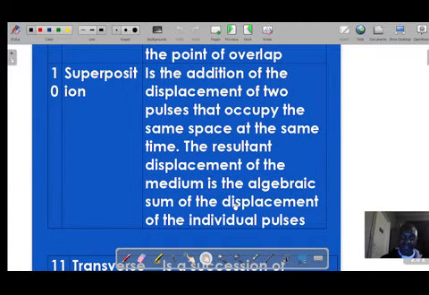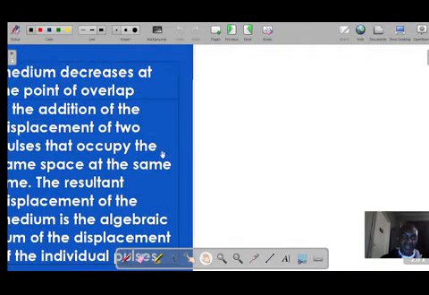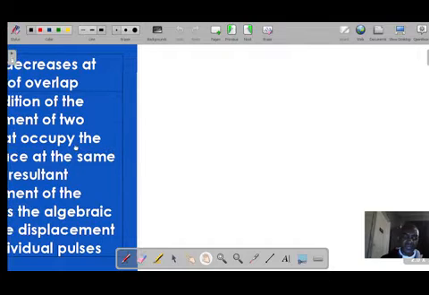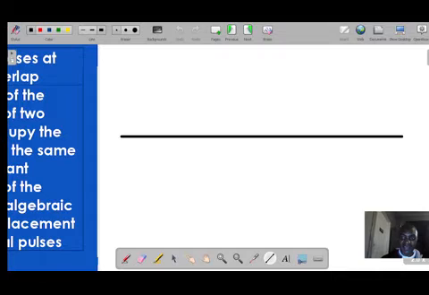Maybe you can see what I am talking about here. Let me show you this properly. Note here, I have these two pulses. Let me say this is my equilibrium line, my rest position, and I have this pulse, which looks like this.